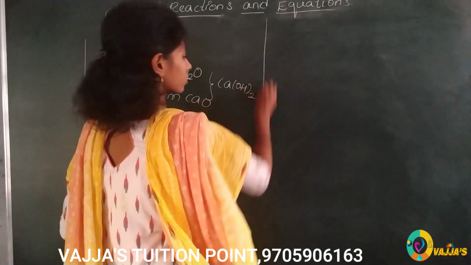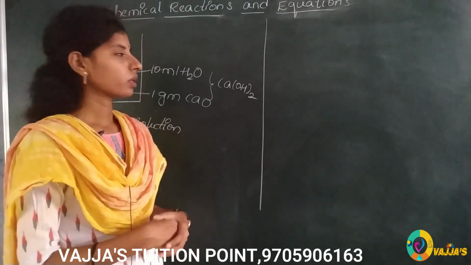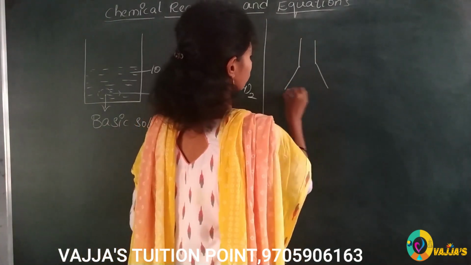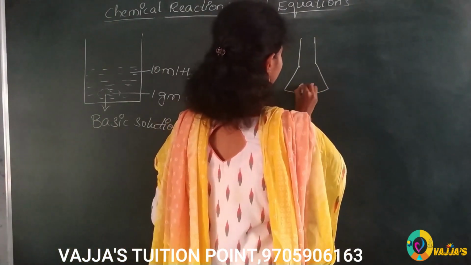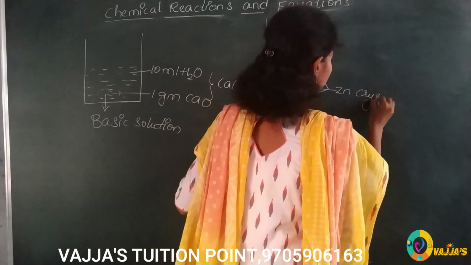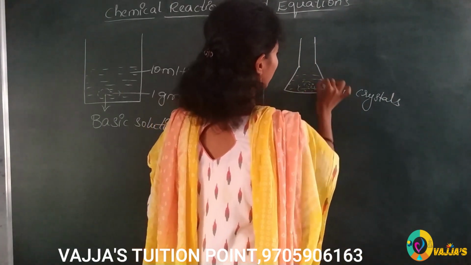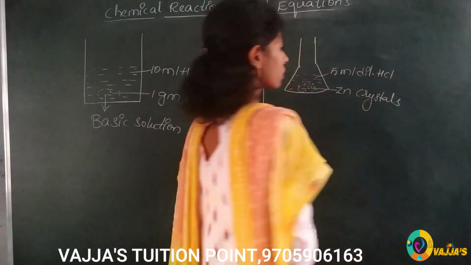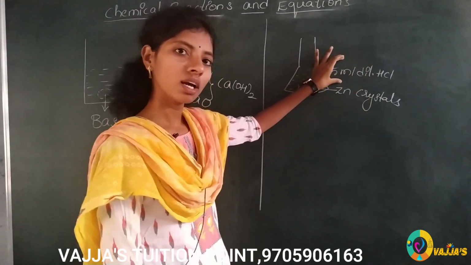Okay. Now, we can carry out another experiment, that is, evolution of gas and change in temperature. For that we have to take one conical flask. In this conical flask I am taking some zinc granules or zinc crystals. To this we have to add 5 ml of dilute hydrochloric acid. You may also take sulfuric acid.